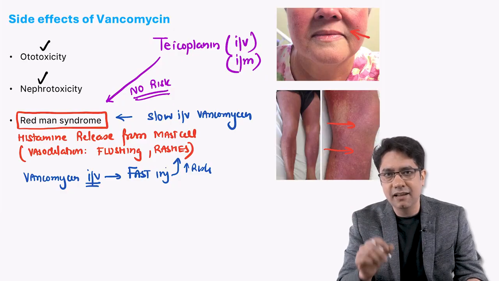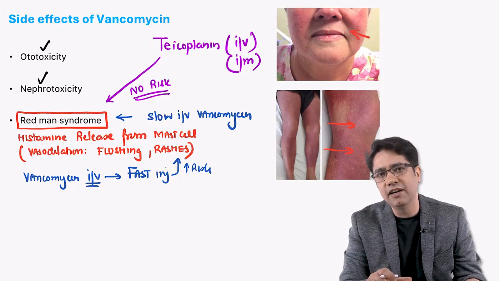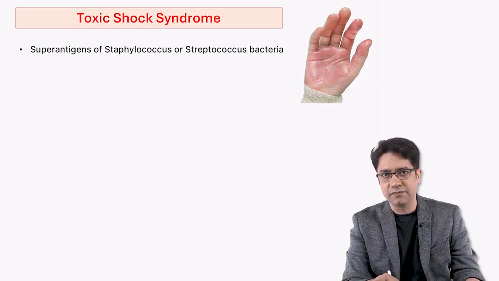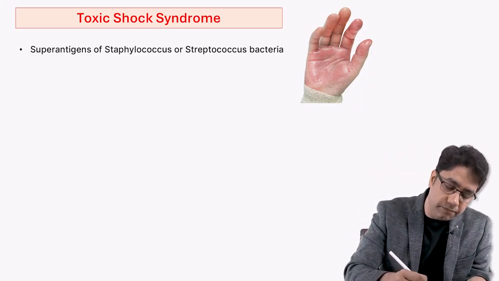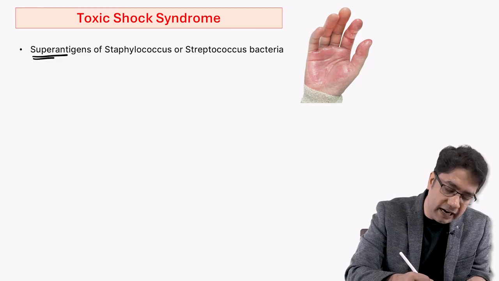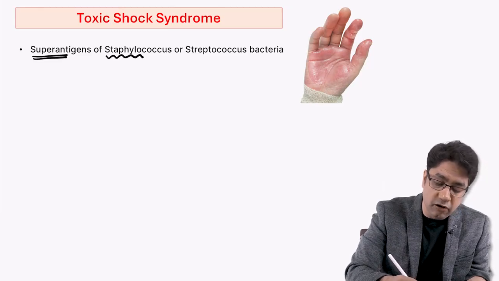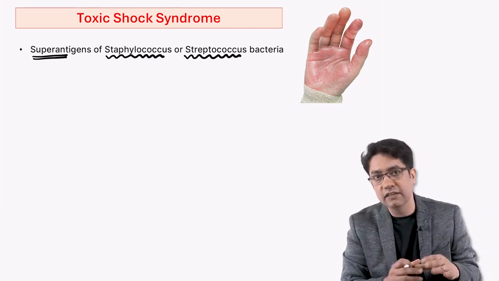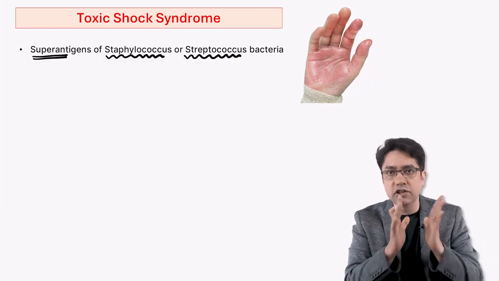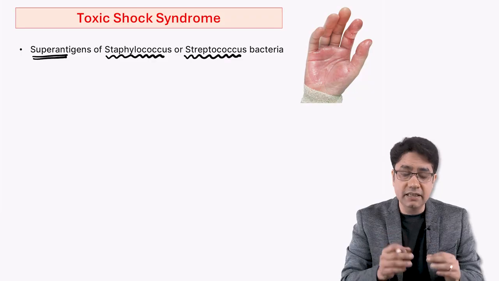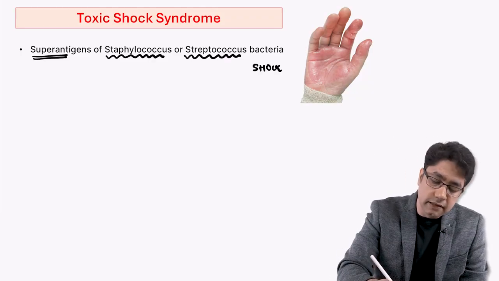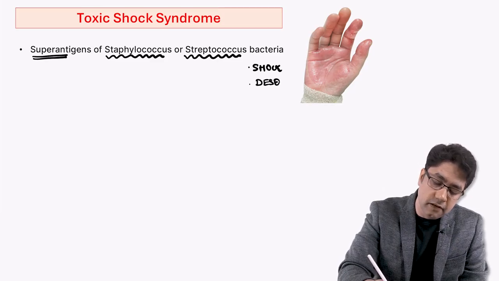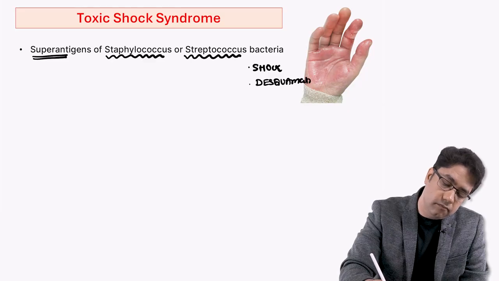Keeping this in mind, let's talk about a very important infection, that is toxic shock syndrome. Toxic shock syndrome is caused by superantigens of Staphylococcus and Streptococcus bacteria. So Staph aureus and Streptococcus pyogenes cause toxic shock syndrome. It is such a dangerous condition, the patient can go into shock and there is desquamation of skin. So skin will peel off.